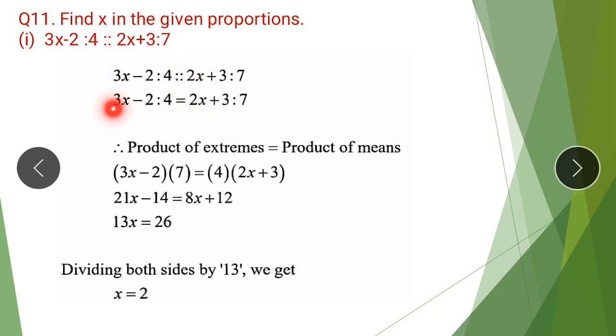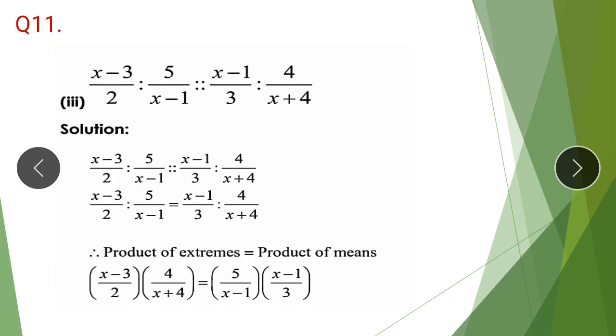Okay, I told you that you can write this in fraction form and then go with a solution, or if you apply this method, product of extremes and product of means, that is also fine. Extremes mean the first and the last values, and the means are the middle values. So 3x minus 2 will be with 7, and 4 will be with 2x plus 3. Okay, let's go with multiplication. You will get 13x with 26. When 13 is shifted to that side of the equation, you will get the value of x as 2.